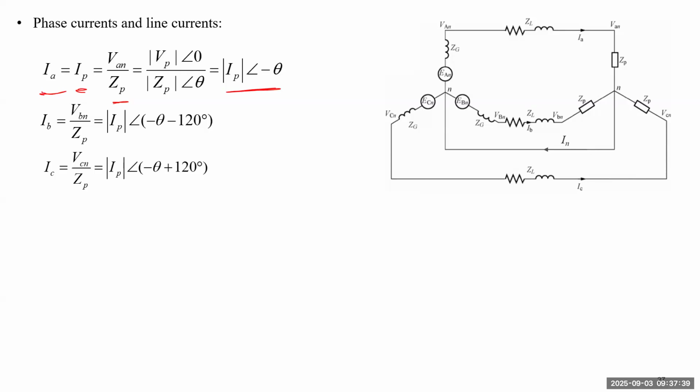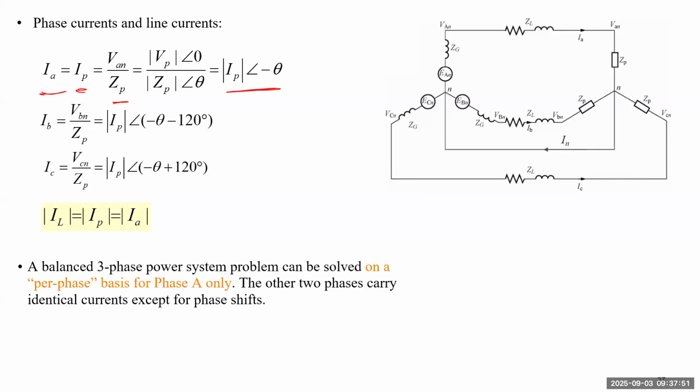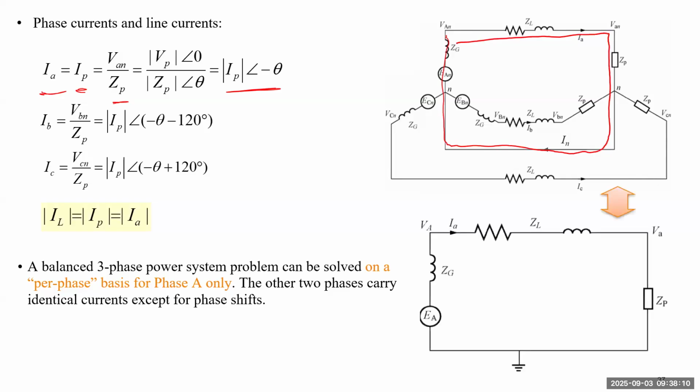Then we can get the currents for phase B and phase C. We know all the line currents have the same magnitude, which is equal to the magnitude of each phase current. So a balanced 3-phase power system problem can be solved on a per phase basis for phase A only. We don't have to always draw this 3-phase circuit. We just pick this circuit, which will come to this single phase circuit.